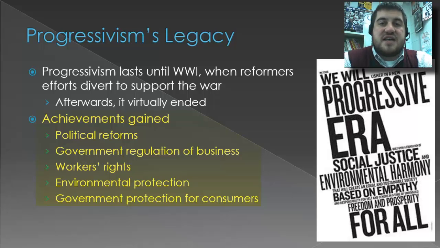We have a lot of political reforms like the initiatives, the referendums, the recalls, the government regulation of business, and Teddy Roosevelt being a trust buster, workers' rights that came into play from the Triangle Shirtwaist Company factory fire, and environmental protection by Roosevelt setting aside over 100 million acres of land so that it couldn't be harmed, and government protection for consumers like the Pure Food and Drug Act and the Meat Inspection Act. And so these things help to further progressivism's legacy into the future and carry it forward. These are things we still have today that we can thank progressivism for.